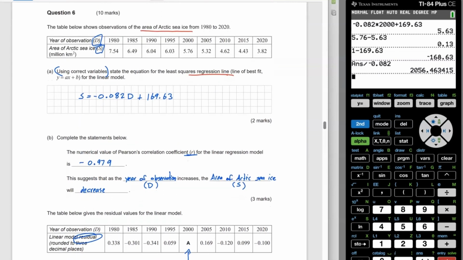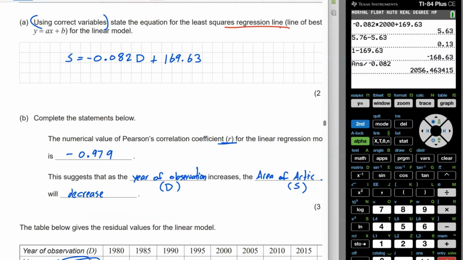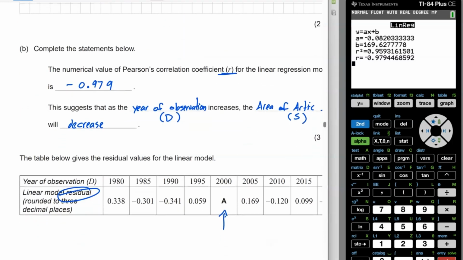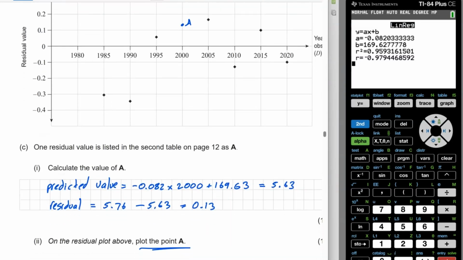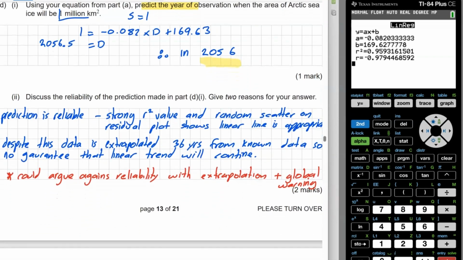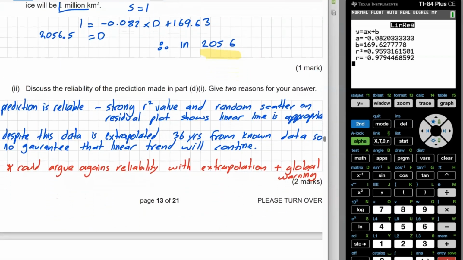Having said that, though, if we have a look at our R value, we've got an R value of negative 0.979, and I think, hang on, I should still have it here somewhere, calculate number 4. If we just quickly look at our R squared value, it is 0.96, so they're actually quite high as well. So even though we're extrapolating a long way, we've got, I'm going to say here, a strong R squared value, and the random scatter on the residual plot is also showing that the linear line is appropriate.